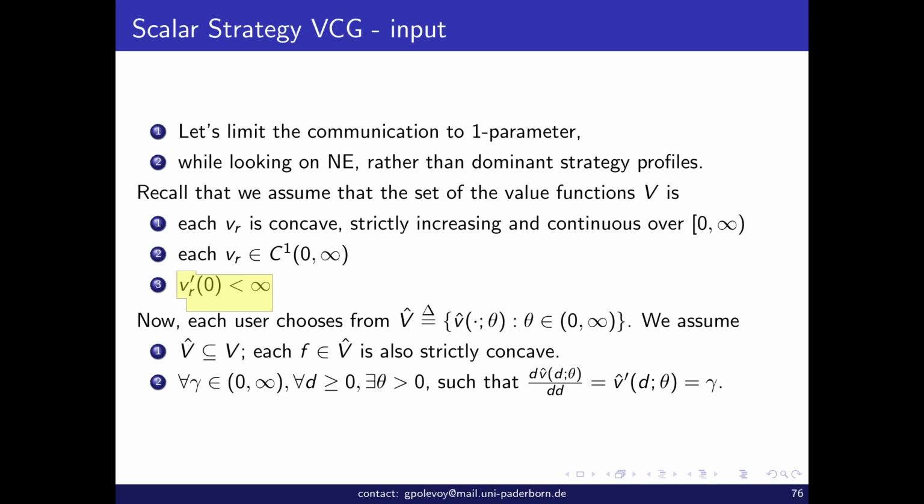So each user chooses a function from this v hat, which is a space of functions parameterized by one parameter. That is the parameter, which basically is a function of the first parameter, which now is denoted by a dot. It will be the amount of resource allocated. And theta is not a part of the function, rather a parameter which tells us which function we choose.